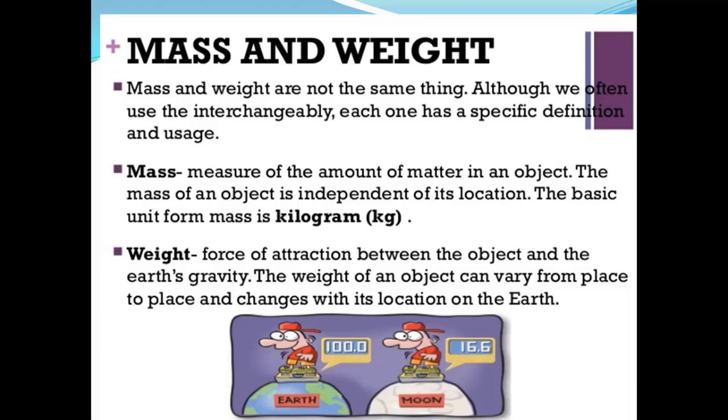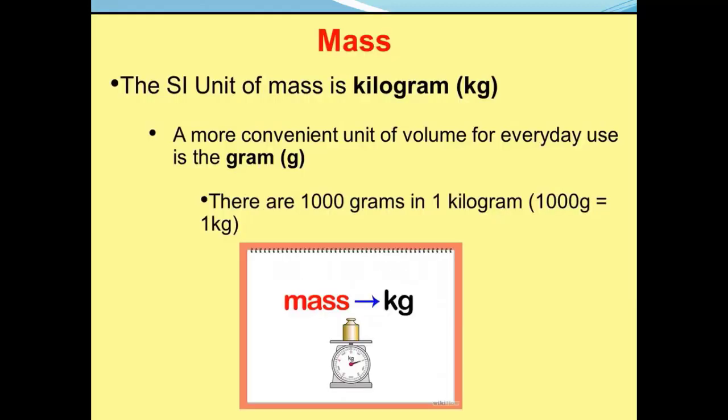The basic unit for mass is kilogram, whereas weight is the force of attraction between the object and the Earth's gravity. What is weight? It is the force of attraction between the object and the Earth's gravity. The weight of an object can vary from place to place, and it can change with different locations on the Earth. So this is the basic difference between mass and weight.